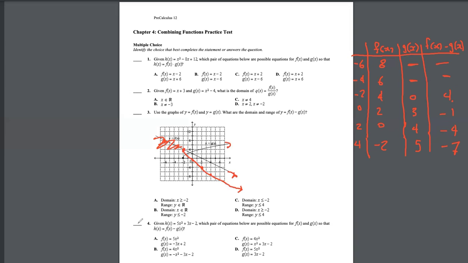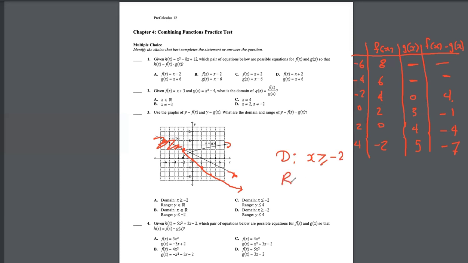So this thing is going to keep on going. So the domain of this function will be from -2 all the way to infinity, which is x is greater than -2 for the domain. Okay, the domain is x is greater than or equal to -2.